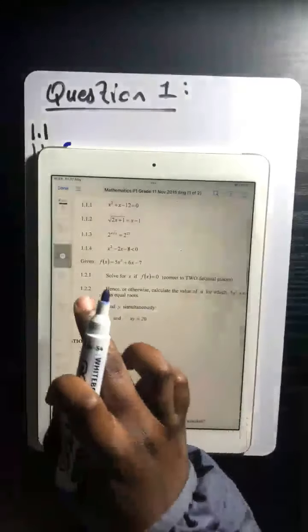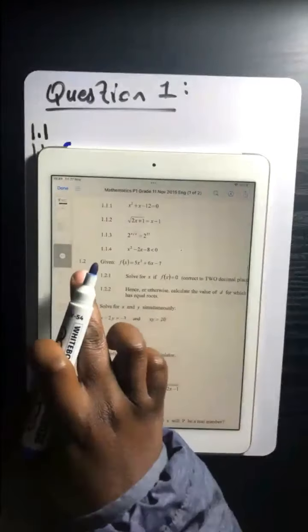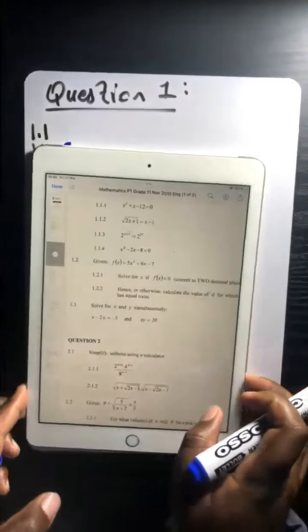If that is the case, then let me quickly remove all of this. Remember, guys, follow the numbering system used in the question paper. So, where are we now? Can you see that we are now where they say 1.2, given that? This is what you are given, ladies and gentlemen.